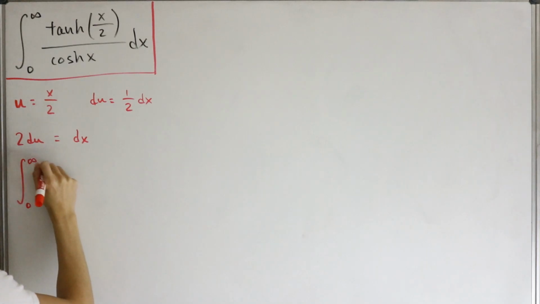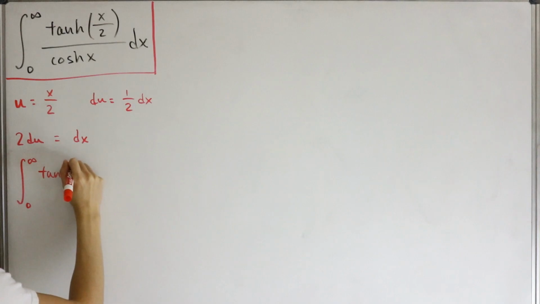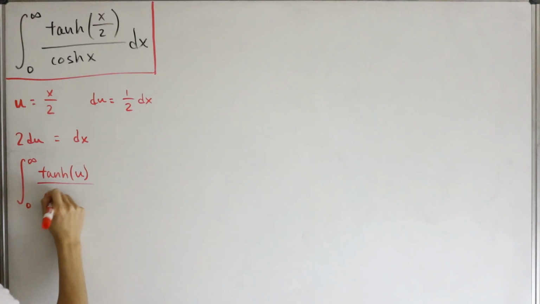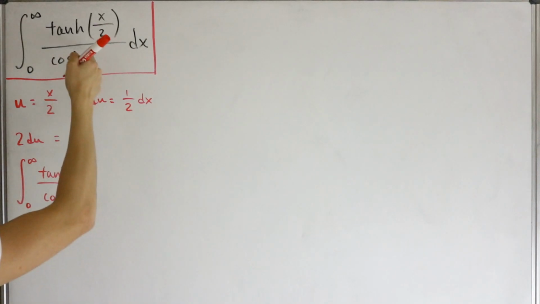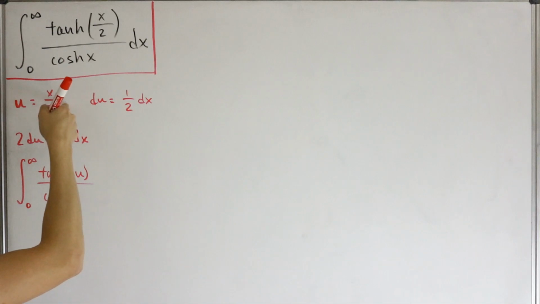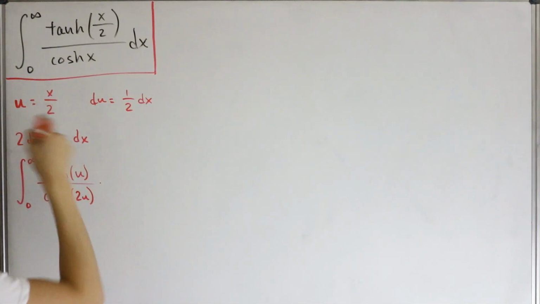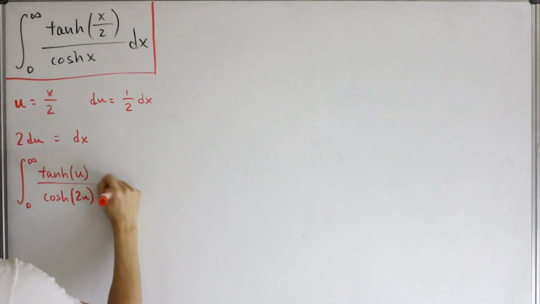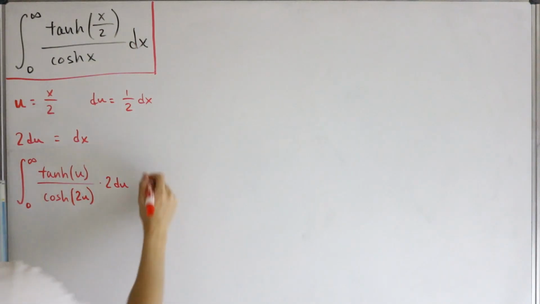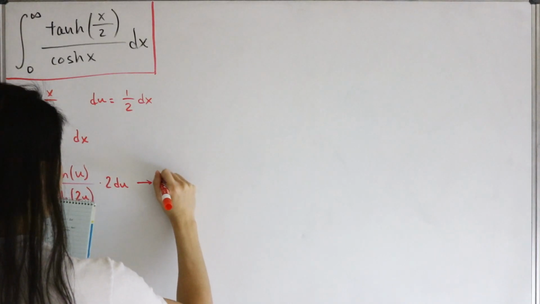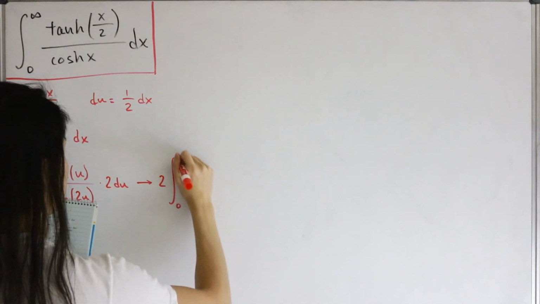So now we have our hyperbolic tangent. First we have the hyperbolic tangent of u, and then all this divided by the hyperbolic cosine. I have an x, so if I solve for x by itself, I just get 2u, so cosh of 2u, and then multiply by our differential substitution, so times 2 du. In other words, we can put this nicely as 2 times the integral from 0 to infinity.